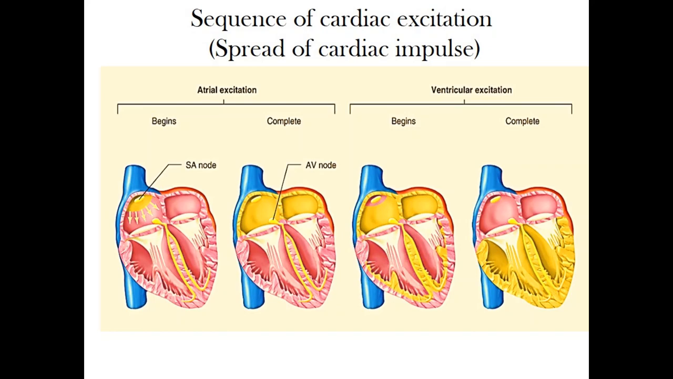So in the ECG, these events are separately seen. Atrial depolarization is separately seen. Ventricular depolarization is separately seen, as we see later. This is the basis. This you should understand.